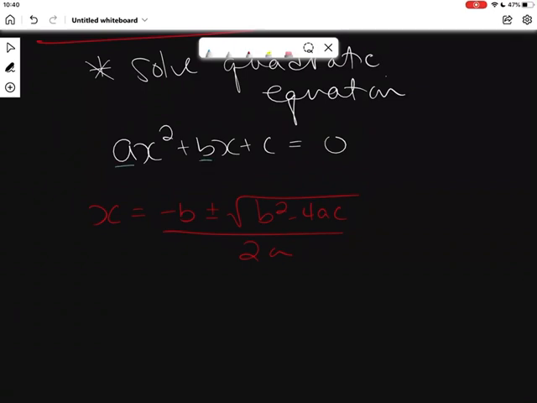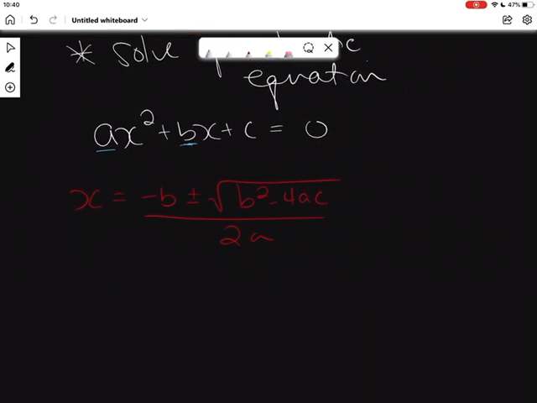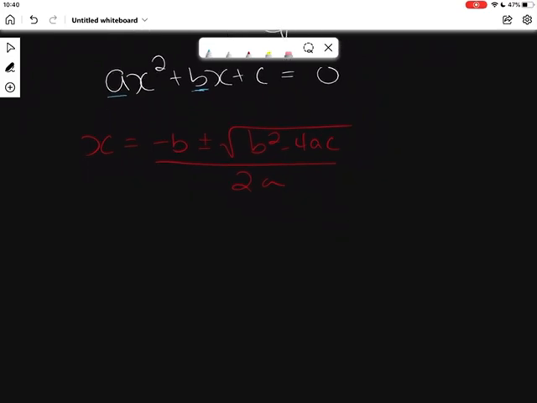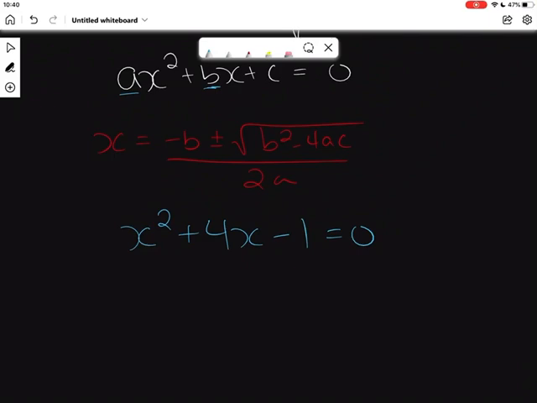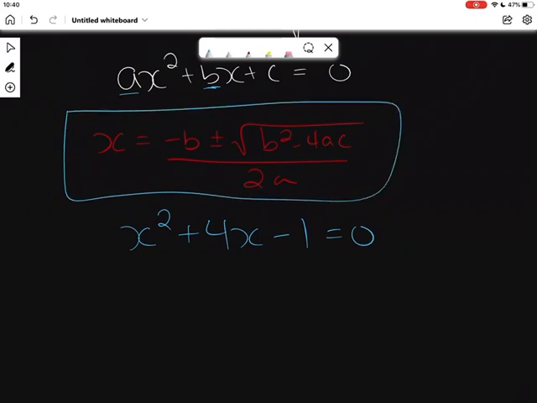Now, a, b, and c are just regular numbers, okay? So a and b are coefficients that are attached to your variables, and then c is your constant, okay? So let me give you an example. Let's say that we have x squared plus 4x minus 1 equals 0. This is the quadratic equation that we have. Then according to this formula, as long as I can identify what a, b, and c are in my equation, I should be able to substitute those numbers into this formula that I've thrown up here.